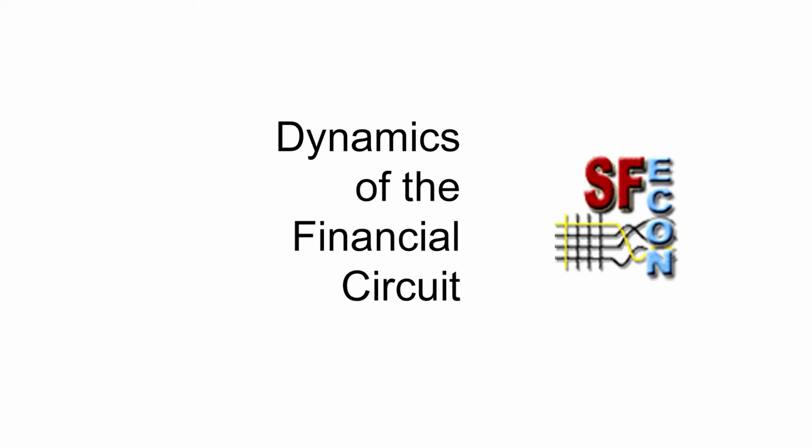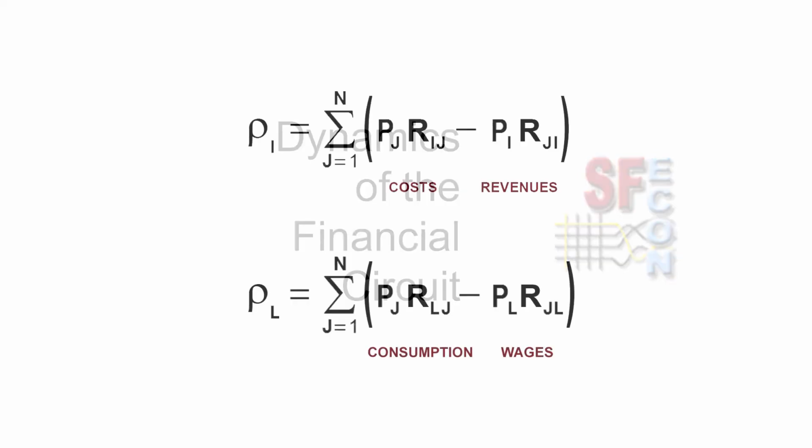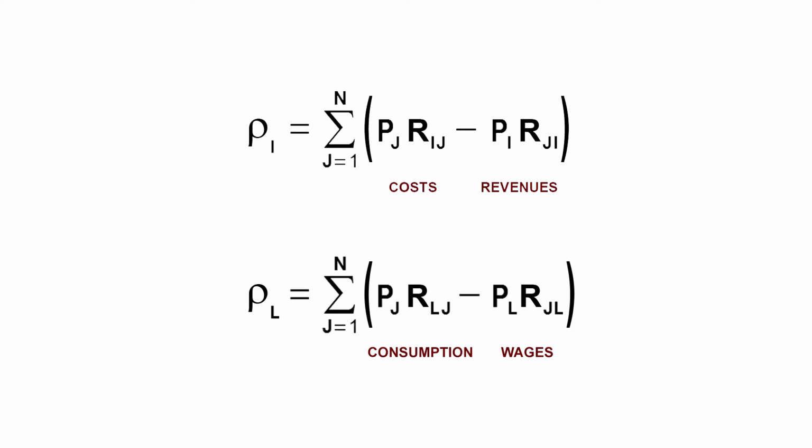Our financial circuit's purpose is to manage monetary flows originating as assets' physical rates of asset replenishment, R sub ij, interact with prices, P sub j, to generate the sector's net cash flows, minus rho sub I. Please recall that, per SFEcon's sign convention, an industrial sector's profits, rho sub I, are expressed as a negative, cost of sales minus revenues. Household sectors are designated by substituting L, denoting labor-leisure, for the subscript I.